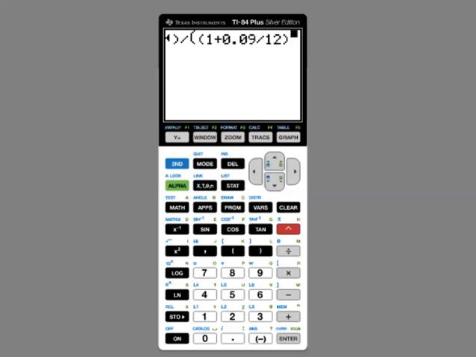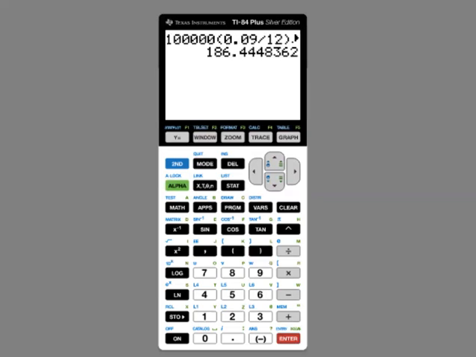Raised to the power, which is a product of 12 and 18: 12 times during the year and 18 years. And after that, bring the cursor down, subtract it by 1, close the parentheses. Everything looks good, so then hit enter.